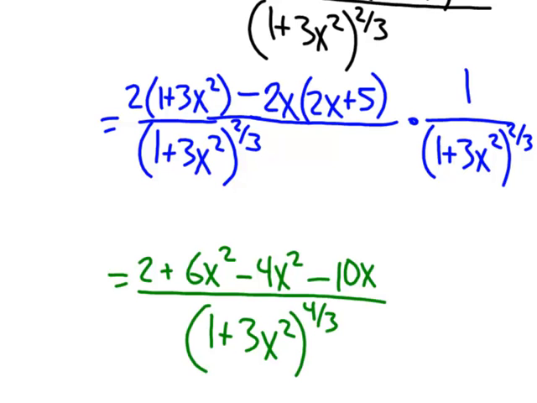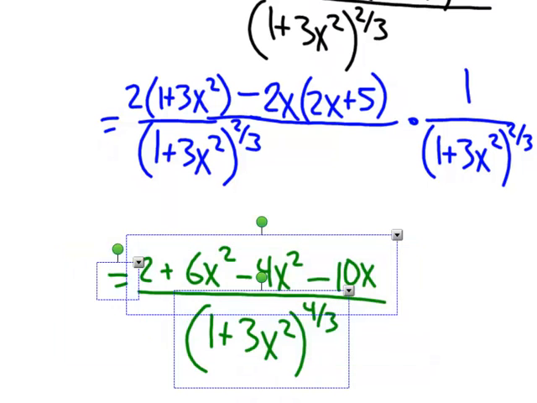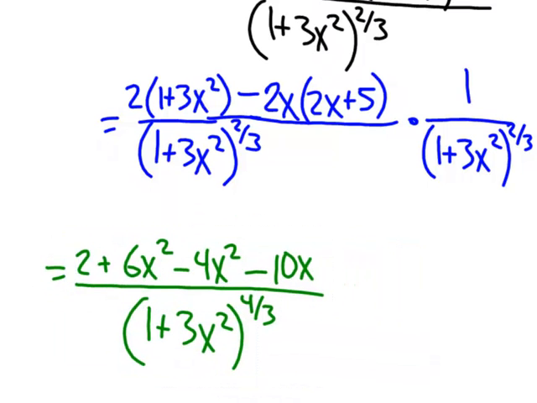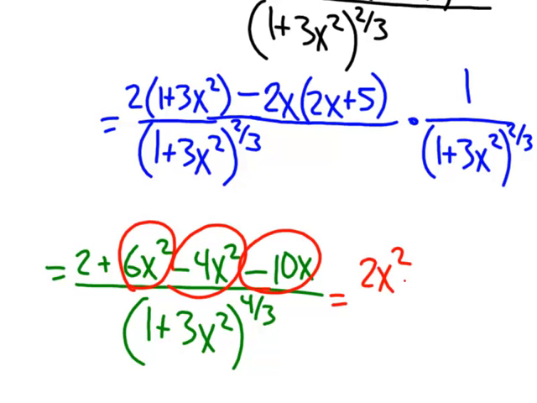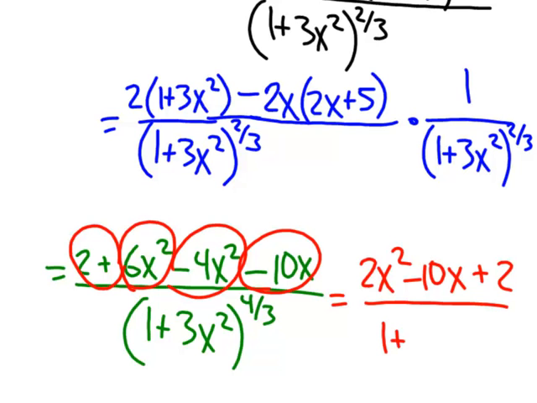And we are almost done, ladies and gentlemen. This wonderful journey is almost over. Let's just simplify the top. 6x squared minus 4x squared will give us 2x squared. Let's write this quadratic in standard form, so the quadratic term first, followed by the linear, followed by the constant, all over that denominator, 1 plus 3x squared to the 4/3 power quantity.